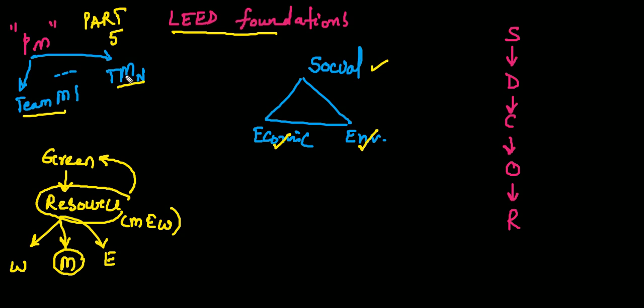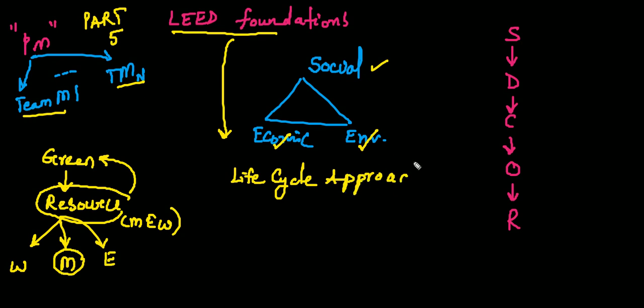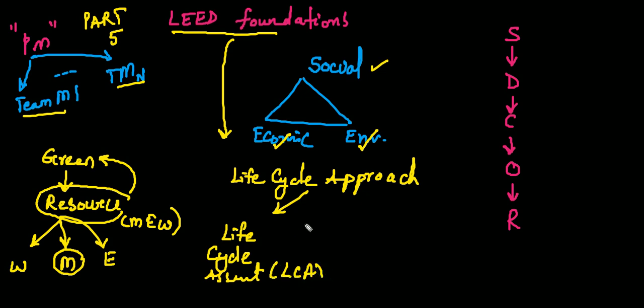So far it's clear, good. So according to the LEED, you should understand the life cycle approach is basically divided into 2 things. One is the life cycle assessment. This has one full chapter on it. Life cycle assessment, that is the LCA. And the other approach is the life cycle cost.